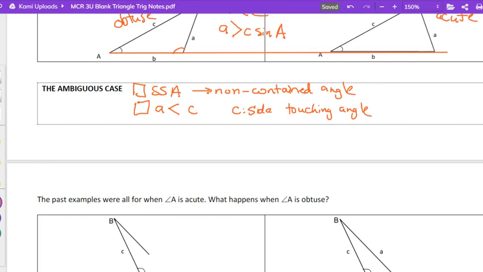Is this better? Okay. And then the third one is, we have to make sure that A is longer than the right angle triangle side. So A has to be greater than C times sine of angle A.